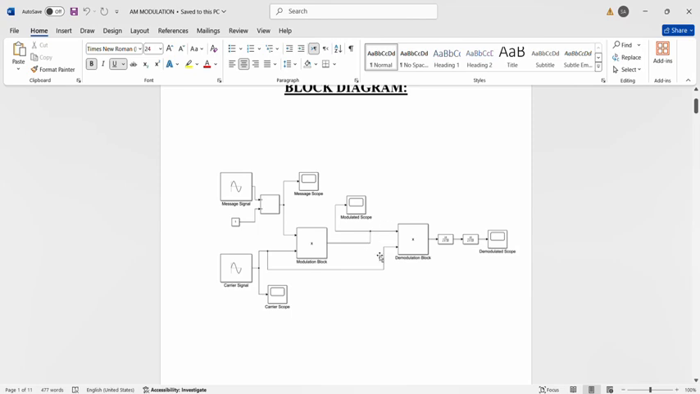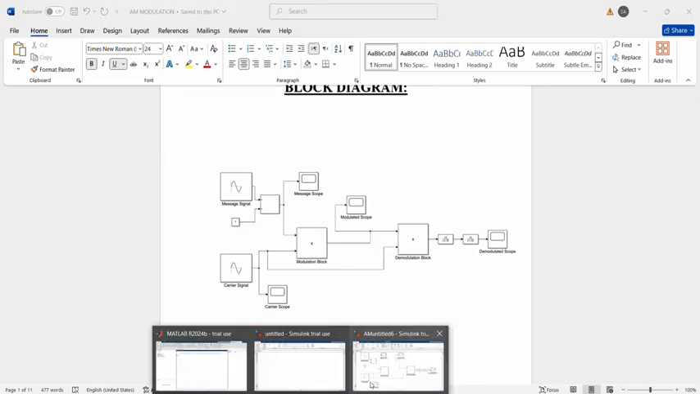And when your car receives this modulated signal, there is an electronic circuit which receives it, and from that modulated signal it extracts the message signal, which is the music, and you listen and enjoy your music at the output. So this is the output of the demodulation block. So let's go to MATLAB.